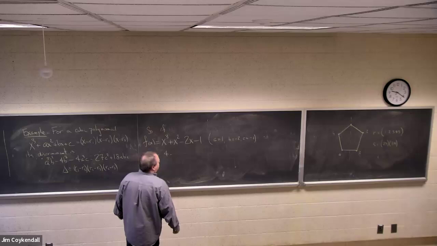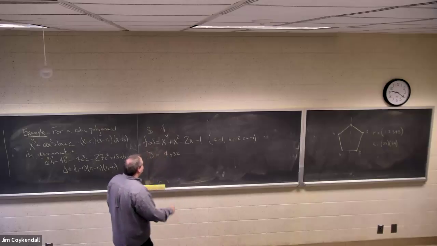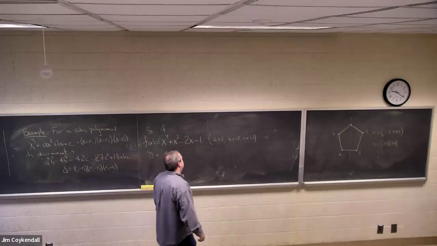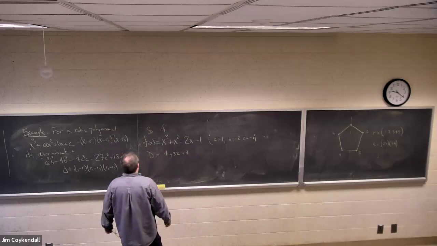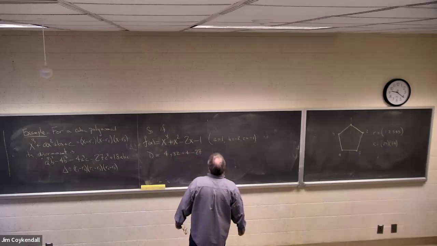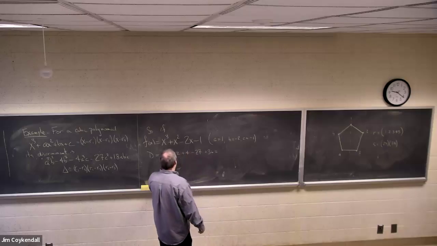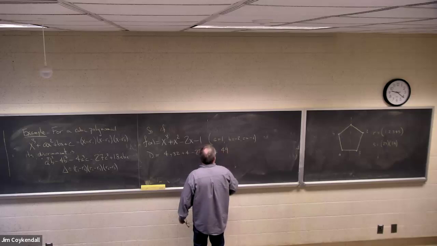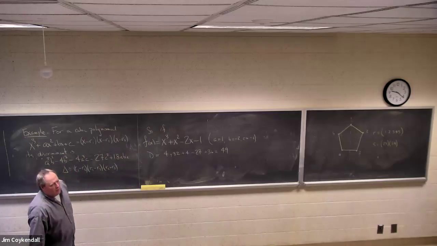minus 4B cubed is going to be plus 32. Minus 4A cubed C, that's plus 4. Minus 27C squared, that's minus 27. Plus 18ABC, so that's going to be plus 36. And I hope I did this right. That's going to be 76, 74. Now notice this is a square.